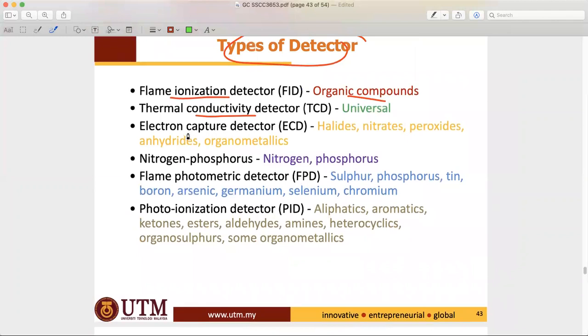But for example, the electron capture detector would only detect halides, nitrates, peroxides, and hydrides, organometallics. So if your sample contains all of this, if your analyte is halides or organometallics, you would need to use ECD. We also have other types of detectors as well, which only detect certain things only.